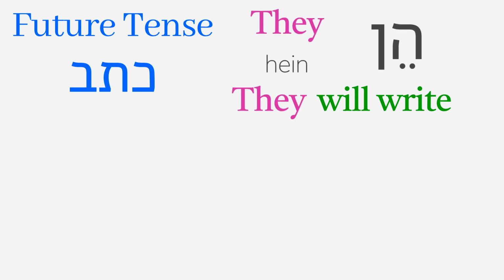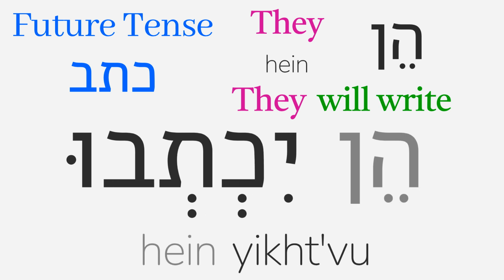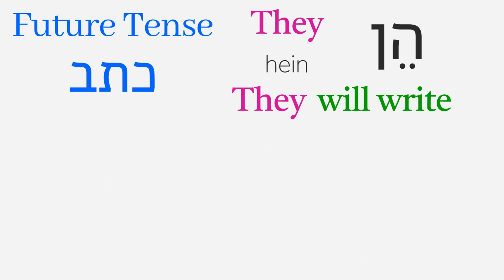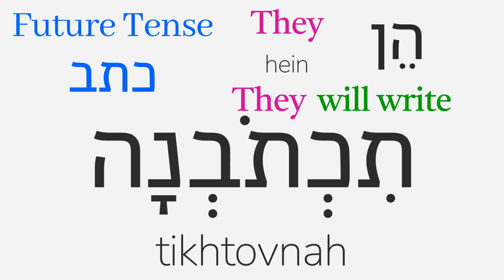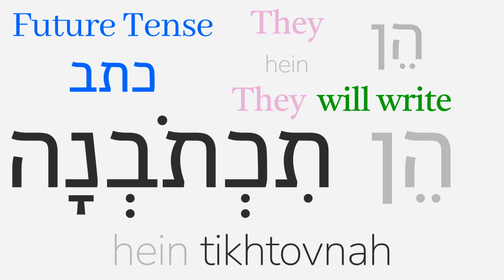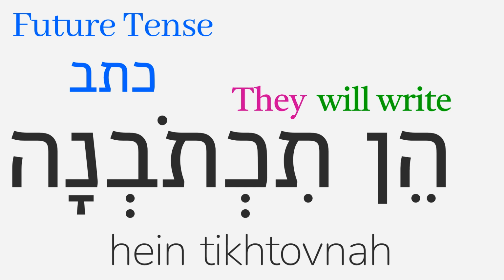The feminine form of they, hein, does the same thing. We can use the heim form yichtovu, they will write, for both masculine and feminine groups. Hein yichtovu, they will write in feminine form. But hein also has its own form, which is exactly the same as the aten form, tichtovna. Hein tichtovna, they will write in feminine form. Again, if you use these feminine forms, you may sometimes need to use the pronouns aten or hein to clarify whether the subject is you or they.